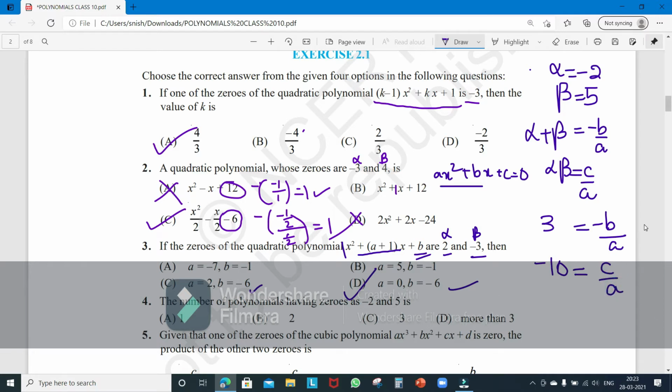Now here is the point to visualize: with a value and b value against c, you can relatively change many numbers. Suppose I take a to be 1, then b will be minus 3, then c will be minus 10. But what if I take a to be 2, then b will be minus 6 and c will be minus 20. Like this, I can form plenty of polynomials, hence the number of polynomials is infinite, so more than 3. This is the infinity symbol, it's supposed to look like this. So you'll get more than 3 polynomials.